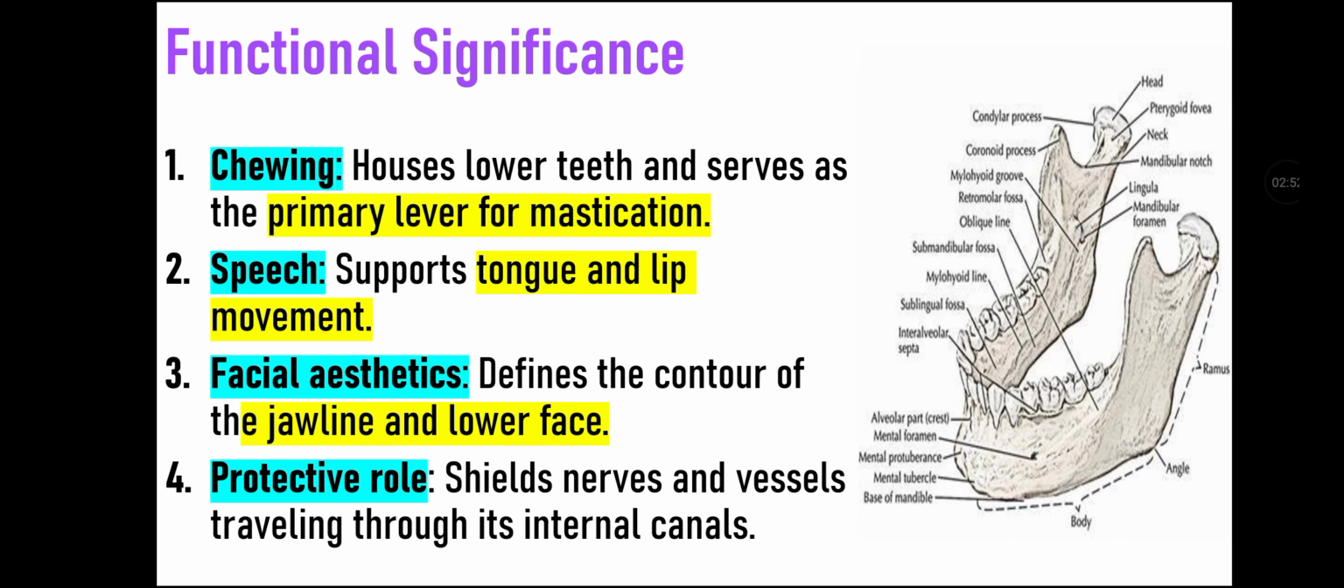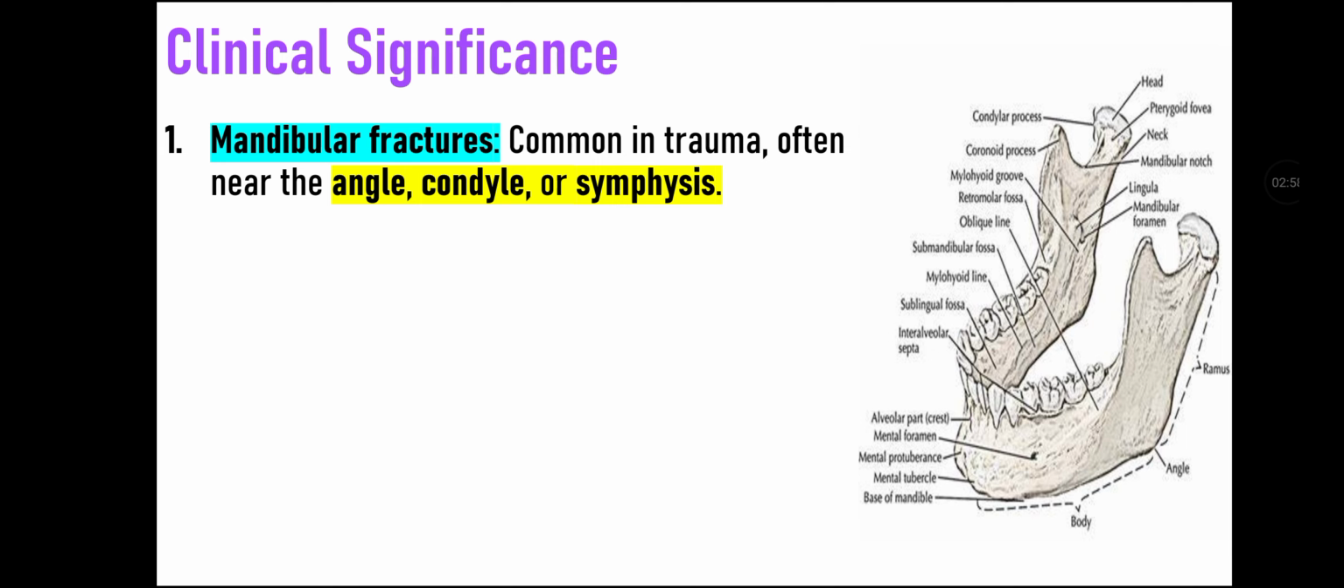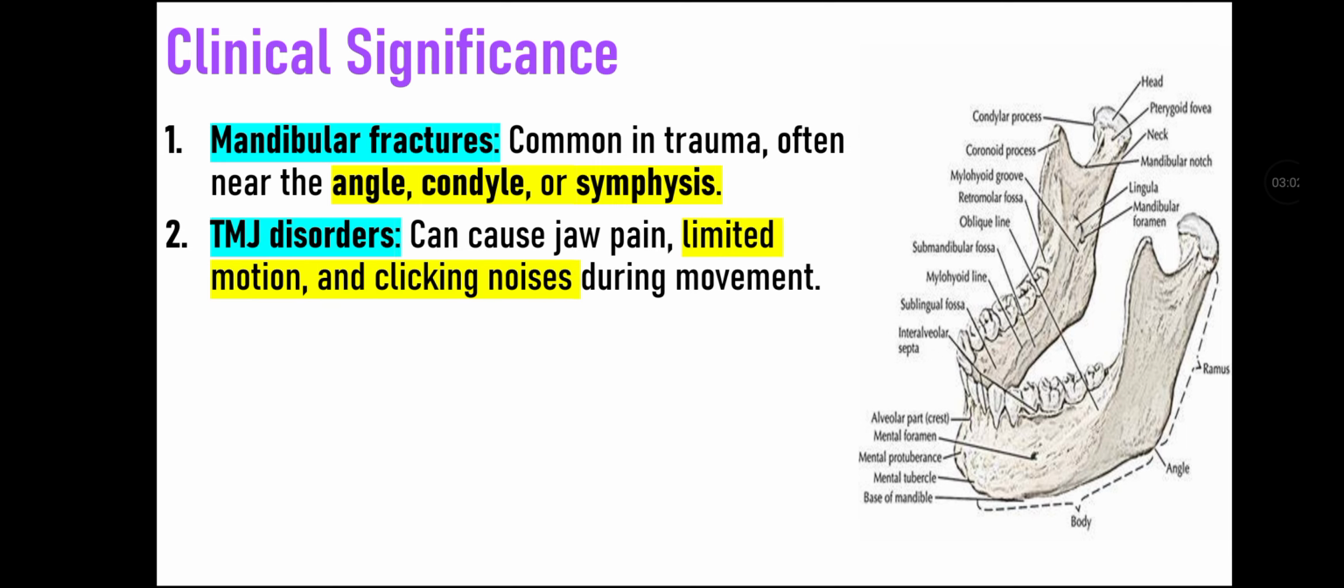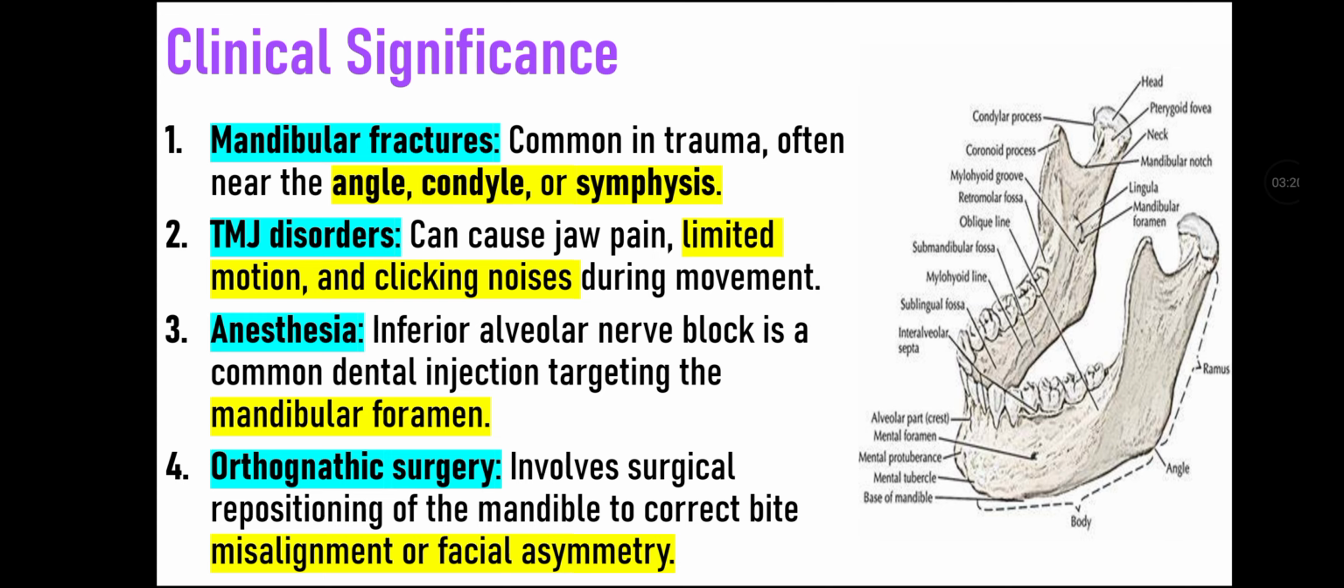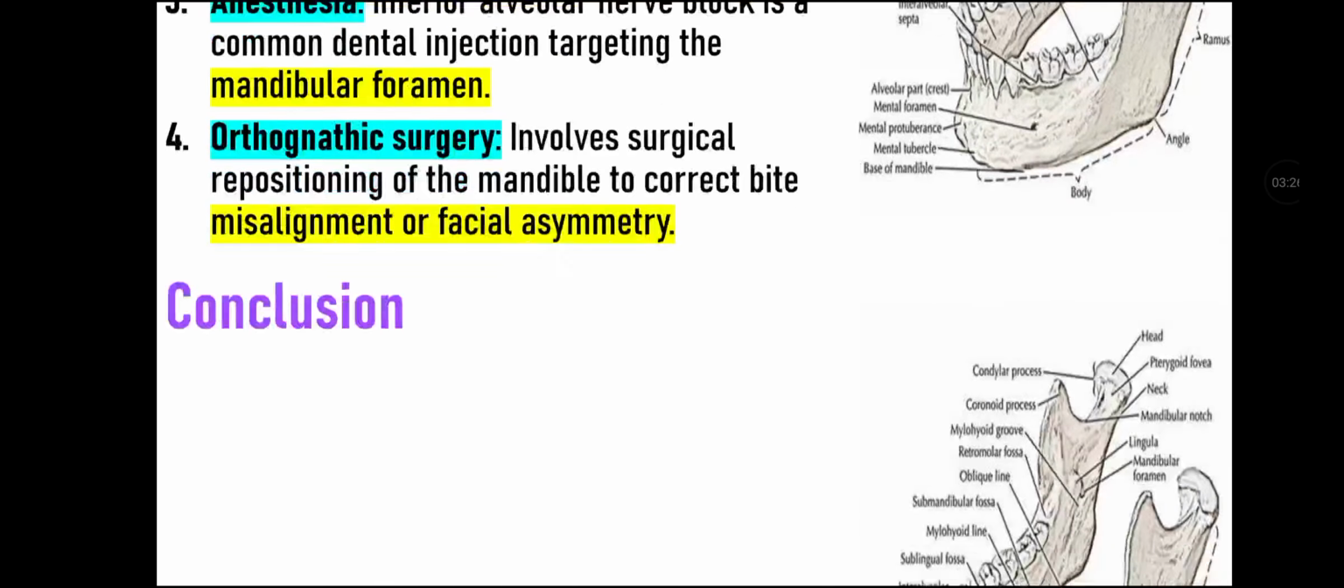Talking about clinical significance, first is mandibular fracture, that is common in trauma, often near the angle, condyle, or symphysis. Second is TMJ disorder. It can cause jaw pain, limited motion, and clicking noises during movement. Third is anesthesia, as the inferior alveolar nerve block is a common dental injection targeting the mandibular foramen. Fourth is orthognathic surgery, that involves surgical repositioning of the mandible to correct bite misalignment or facial asymmetry.